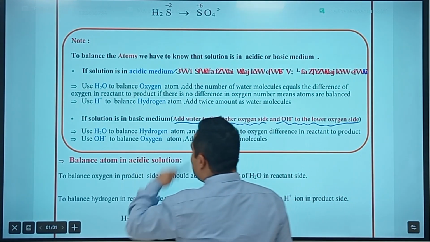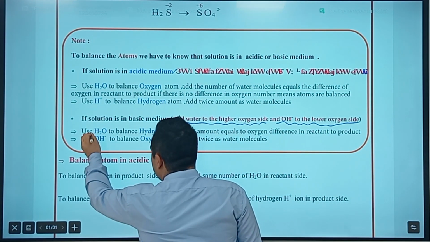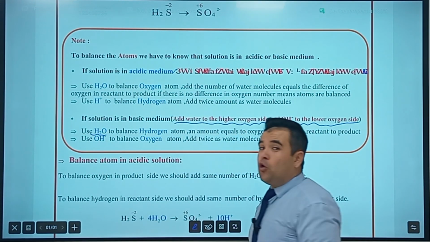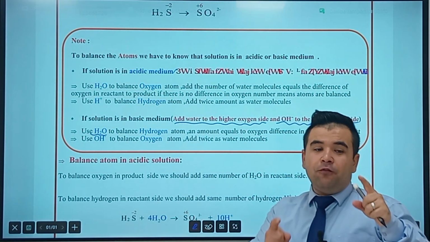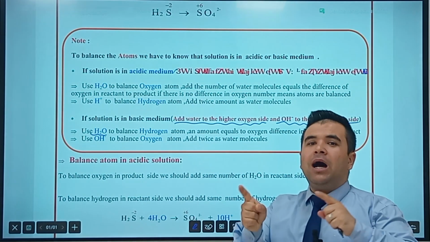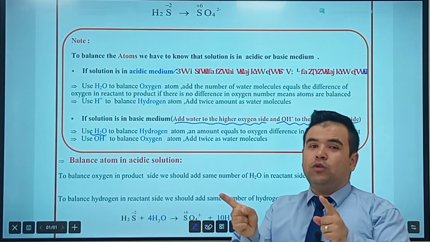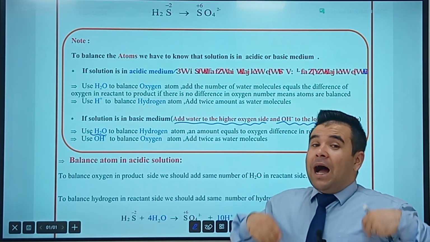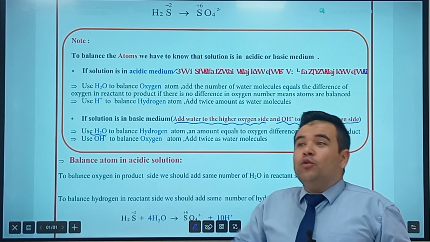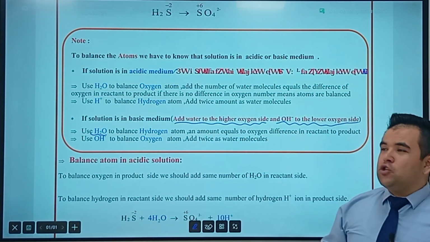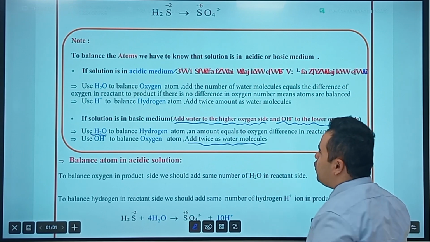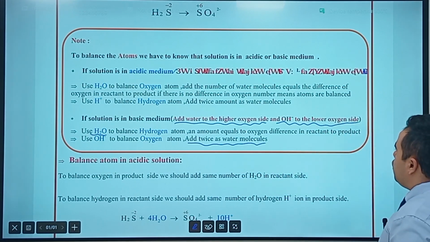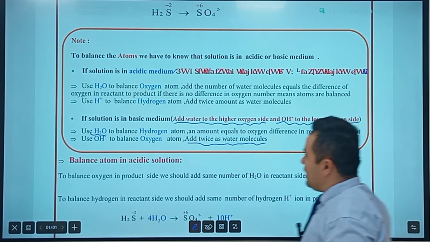How to add hydroxide and water? The same mechanism. Add H2O to the higher oxygen side, equal to the difference between the oxygen from the reactant to the product. Add hydroxide to the other side, twice as many as H2O. So add twice as many hydroxide as H2O to the lower oxygen side.